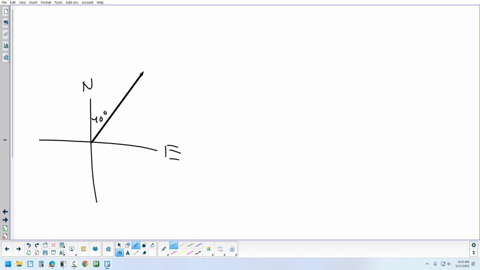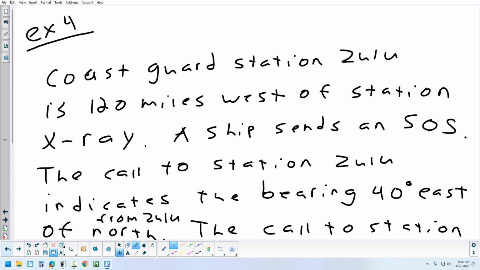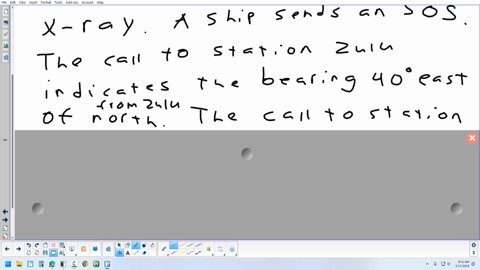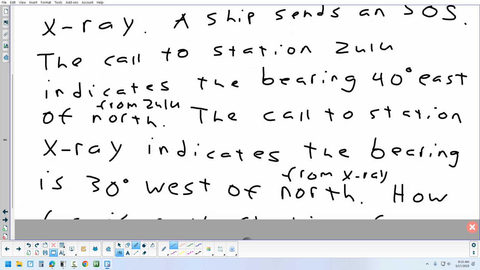You could also say 50 degrees, and say it the other way. You could say 50 degrees north of east. So it makes a difference if you say east of north or north of east. Those are 2 different ways to say the same thing. All right. So one Coast Guard station sees the boat 50 degrees east of north. The other station sees it 30 degrees west of north.